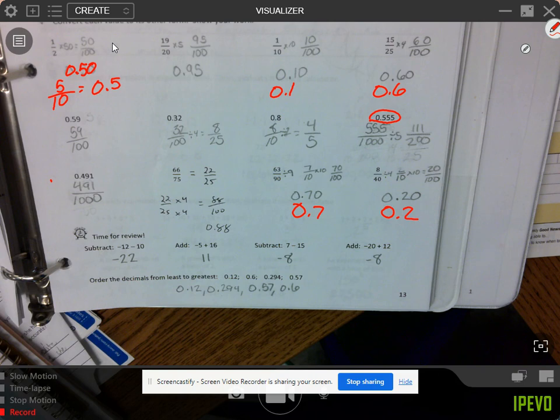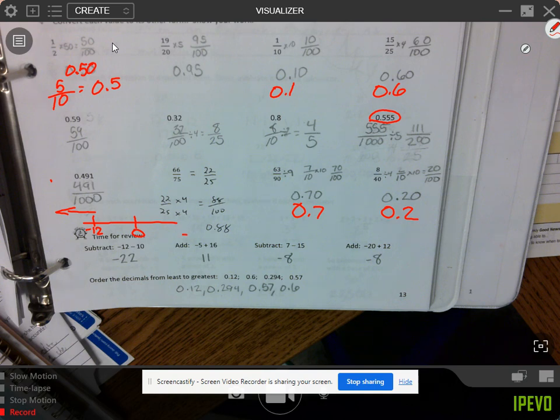Then we have our time for review. This will be on the test. So we need to remember, that's why we have these review sections to bring us back to some objectives we did a couple weeks ago. So -12 minus 10, remember on that number line, if we are at -12, if we're subtracting, we're going to the left. So we need to move over 10 places to the left. So our answer is -22.